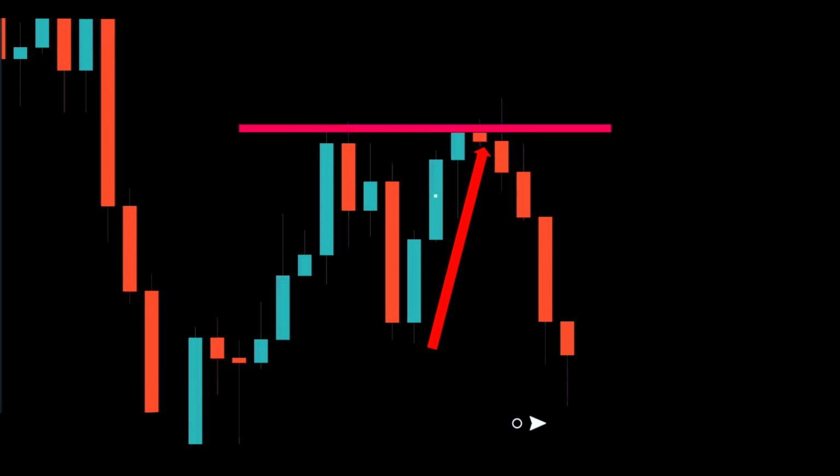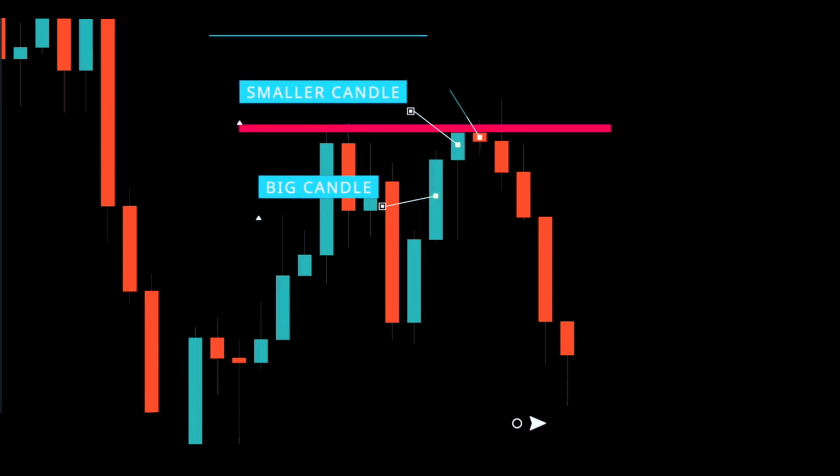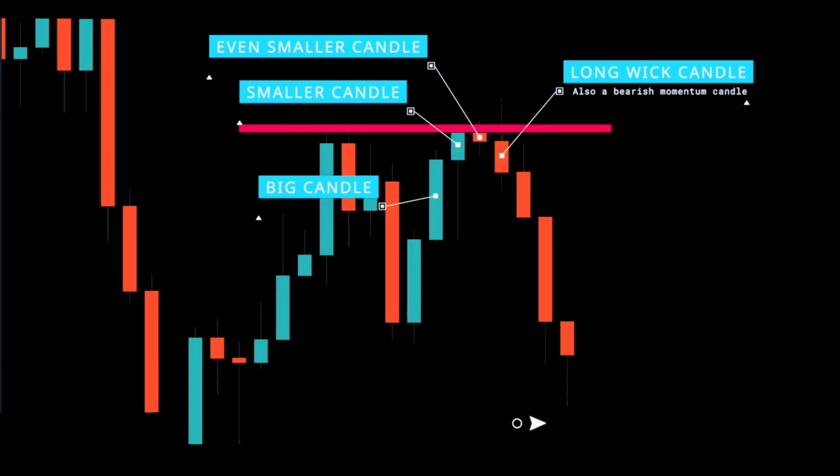When price returned to the same resistance level, we saw a large candle followed by a smaller candle and then an even smaller candle. After that, a long wick rejection candle appeared. This was a perfect example of shrinking candles combined with a rejection candle. The market then reversed and moved lower.